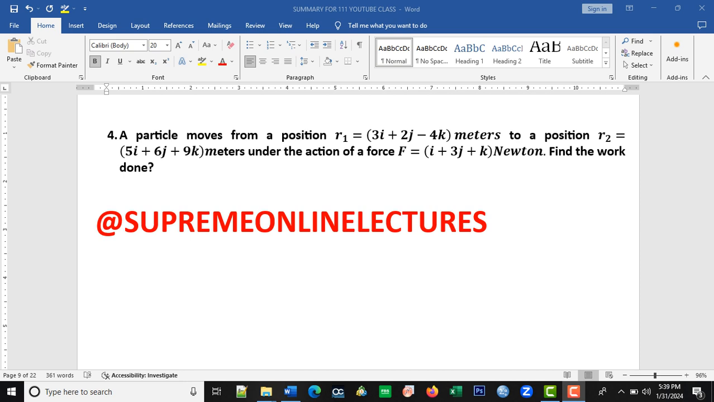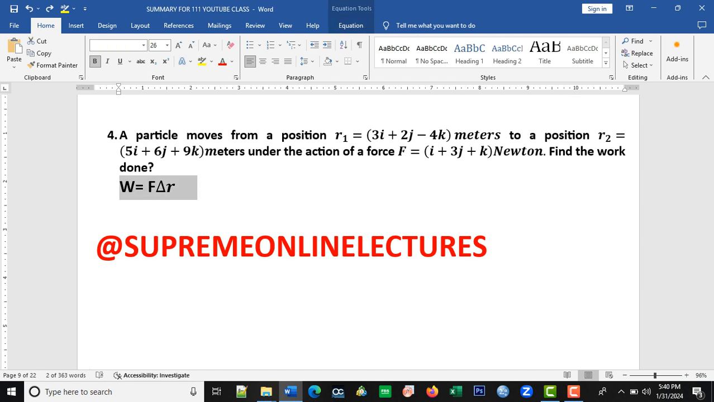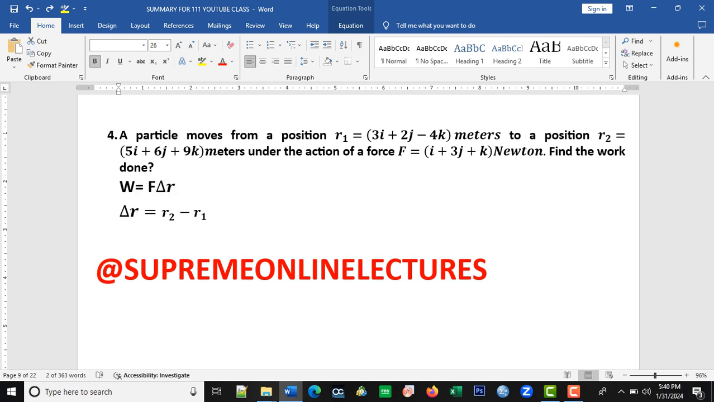But we are going to consider, from what is given, the expression needed to solve this problem, and we are going to pick, according to what is given, W for work, F, and the displacement. So I choose this expression: W equals F dot change in r, where change in r would be the difference between the second vector and the first vector, r2 minus r1.